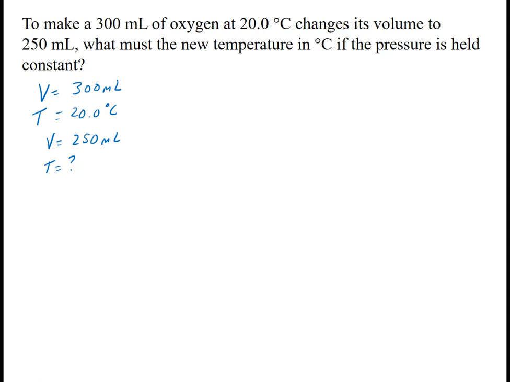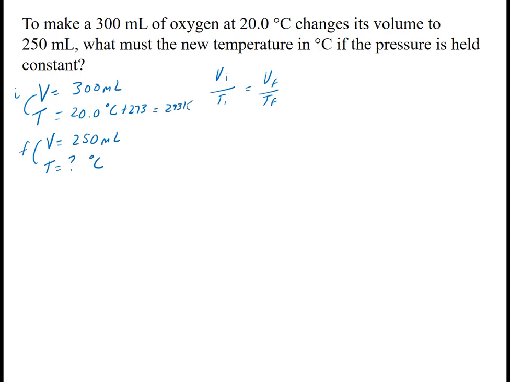Okay, in degrees C. All right, so with two volumes and two temperatures, that means it's Charles's law. Again, these are in the same sentence, so they go together. So this is I, and this is F. So I have VI over TI is VF over TF. But the temperature must be in Kelvin, so I have to add 273 to get 293.